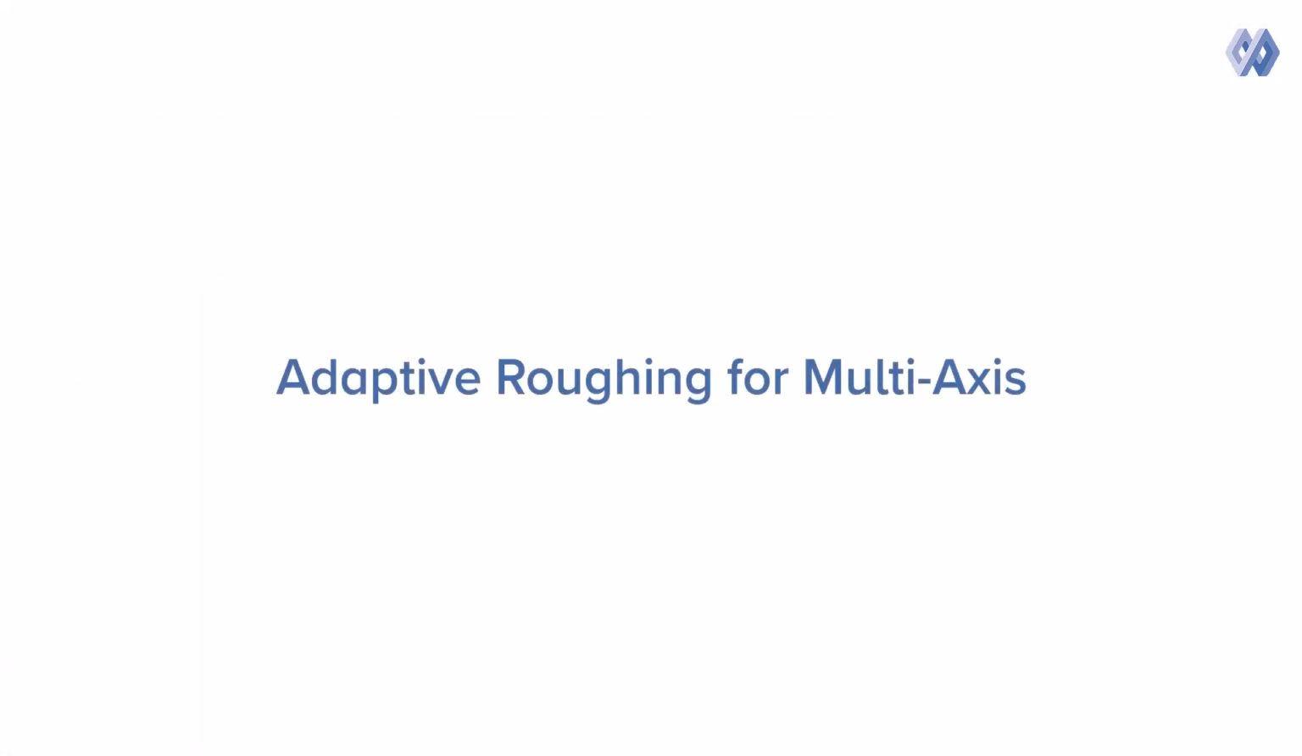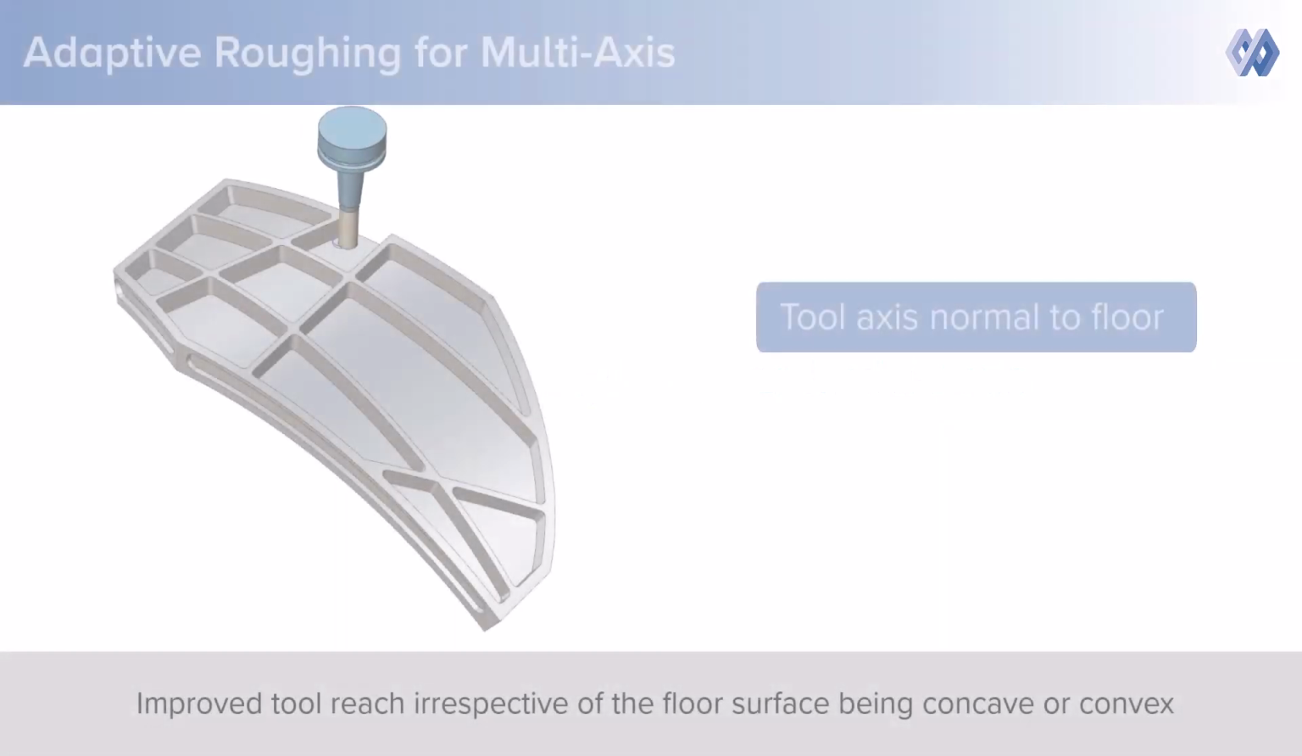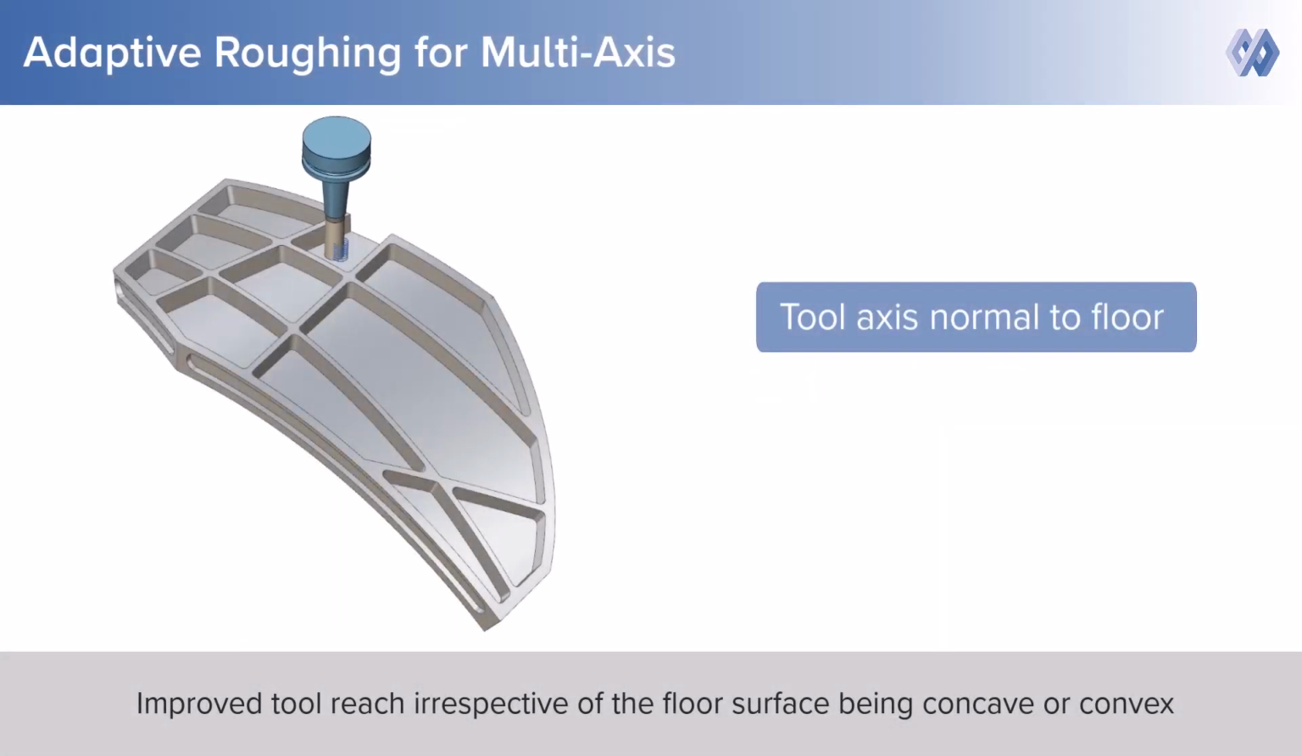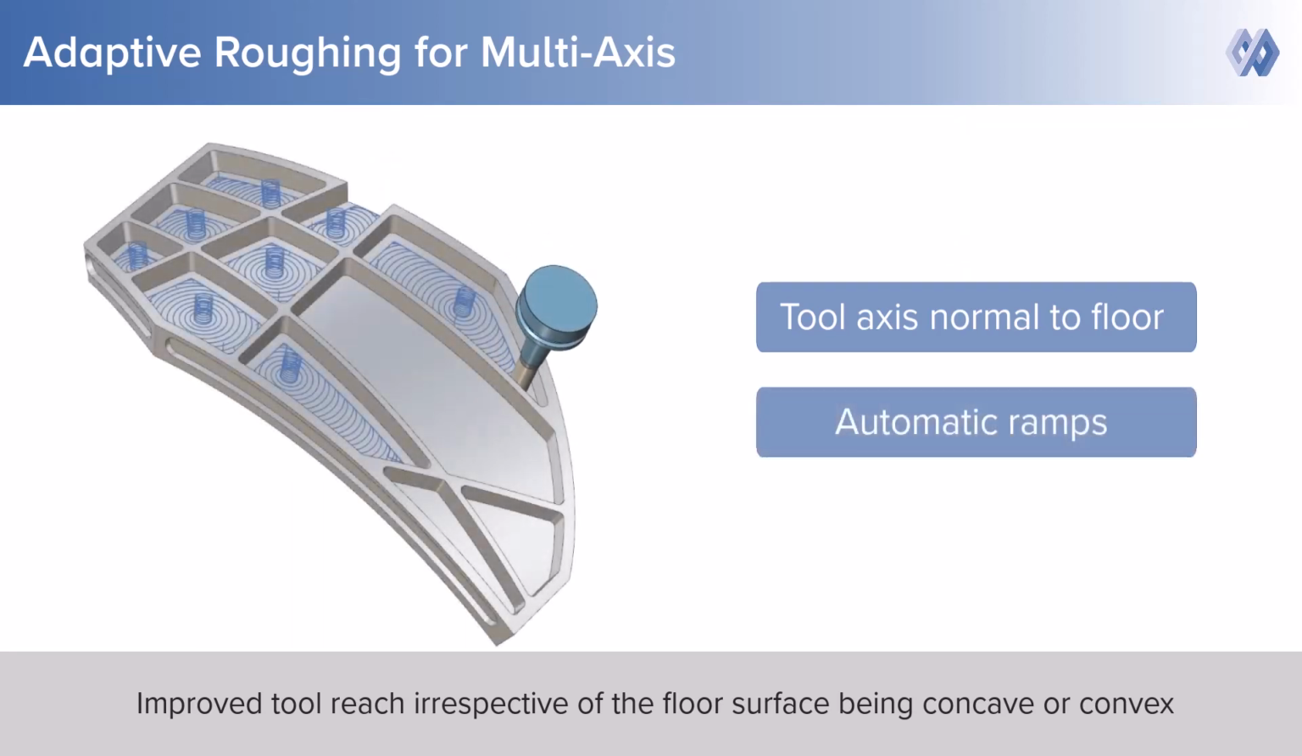ModuleWorks also supports adaptive roughing pattern with multi-axis toolpath. Keeping the tool axis normal to the floor surface in multi-axis roughing, adaptive roughing can also be used to machine complex shapes and pockets with undercuts.